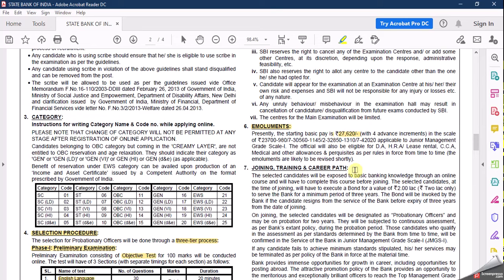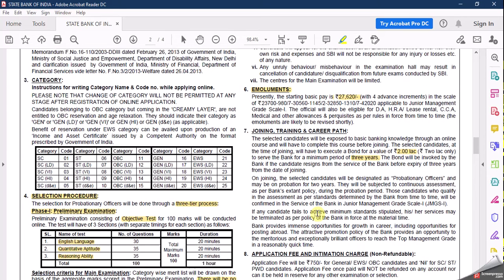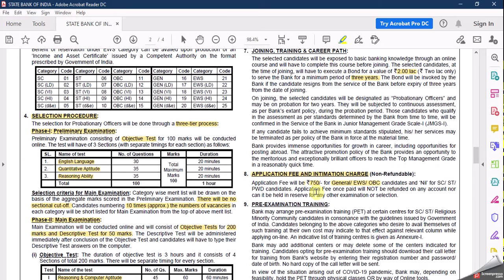So joining, training and career path, they will be executing a bond worth 2 lakh rupees from you, so that you will be serving the bank for a period of 3 years. So keep this thing in mind also before applying for this examination. Okay, then application fee and intimation charge, which is non-refundable. For candidates belonging to general, EWS and OBC, they will have to pay rupees 750, and it is nil for SC, ST and PWD candidates. So I hope this is clear regarding application fee.